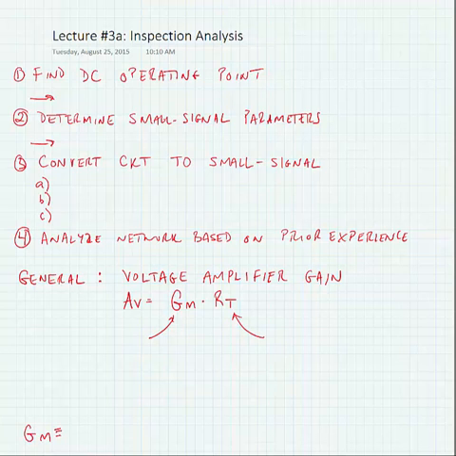Today we're going to begin looking at inspection analysis. In inspection analysis, what we're going to do is try and simplify the analysis of our transistor circuits by recognizing simple patterns in the circuits. So when we do inspection analysis, we're always going to have to do the first thing, which is find the DC operating point. And this is all DC currents and voltages.